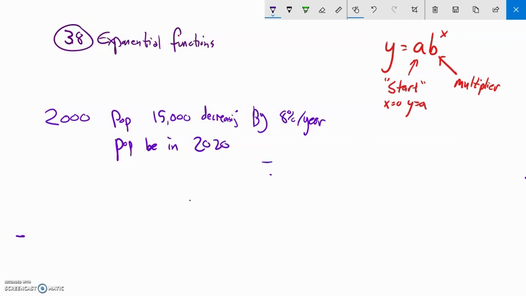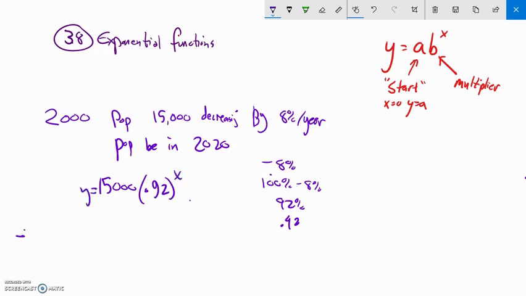If it's decreasing by 8%, that means it's losing 8% a year. So if I think of my 100% minus 8%, that gives me a 92. So that's my multiplier, 0.92. So I'm starting with 15,000 people and multiplying by 0.92 every year. And instead of an x here and a y, it might sometimes be written as the population at time t. This means the same thing. So 15,000 times 0.92 to the power t, and in this case, that's a 20-year change.